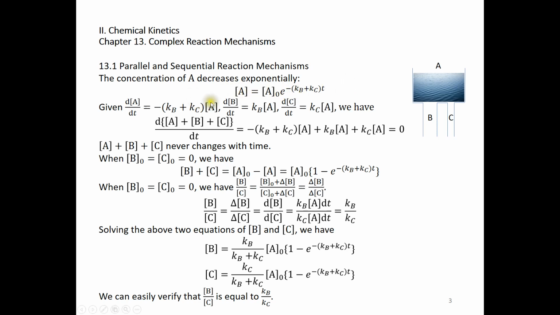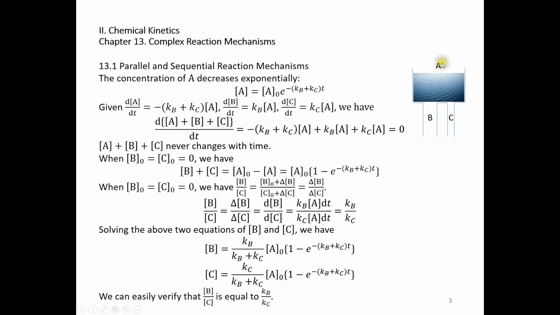It looks like just the first order elementary reaction with an effective rate constant being the sum of kB and kC. Now, given the differential equations for the three species, we can sum up the three equations. Therefore, the first derivative of A plus B plus C with respect to time is equal to 0 in the end. You can see all this cancels: kB[A] and kB[A] cancel, kC[A] and kC[A] cancel. That means A plus B plus C never changes with time.